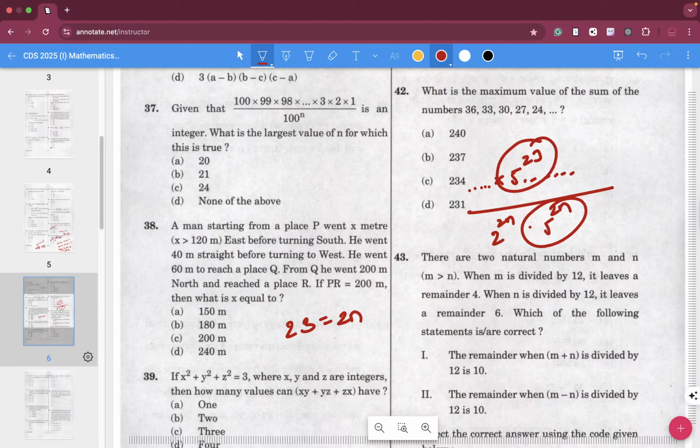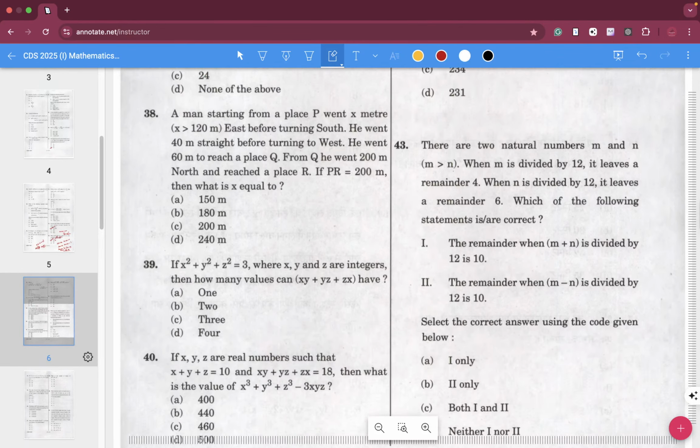Okay, so what is the largest value of n over here? N is an integer. So over here you cannot have n equal to 11.5; n is equal to 12, which is not there in any one of the answers over here, right? So question 37, what do you think is the answer in that case? Answer will be D, none of the above. Okay, now we'll move to the next question, folks.